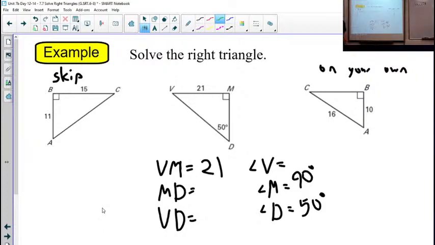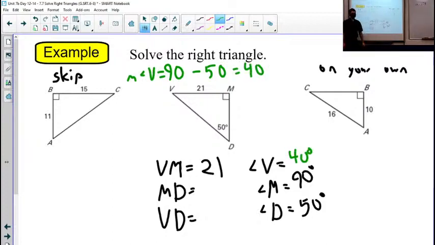First off, I'm going to start with the easy one. I know two of the angles. So like I said on the last one, as soon as I got an angle, then we can get the other one by taking that angle and subtracting it from 90. So measure of angle V is going to be 90 minus 50, which is 40. All right, one down, two to go.